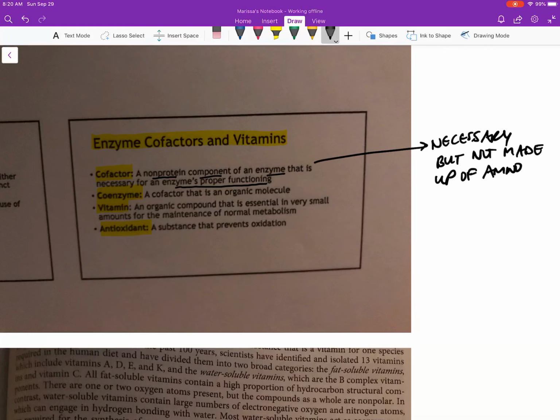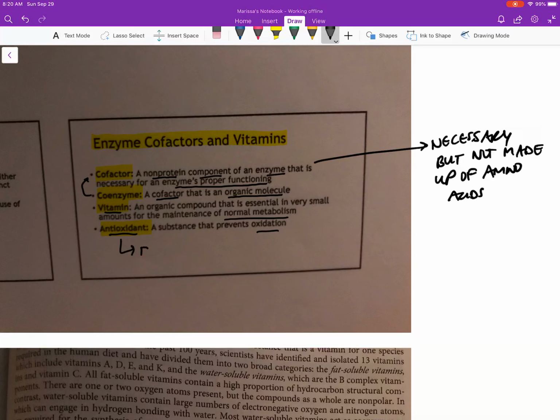So it's not made up of amino acids, okay? There's all kinds of different cofactors throughout your body that are necessary. A coenzyme is a cofactor that is an organic molecule. So it's a specific type of cofactor. A vitamin is an organic compound that is essential in a very small amount for the maintenance of normal metabolism. And then antioxidants are a substance that prevents oxidation.